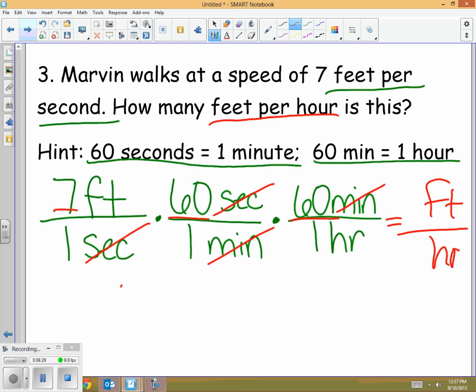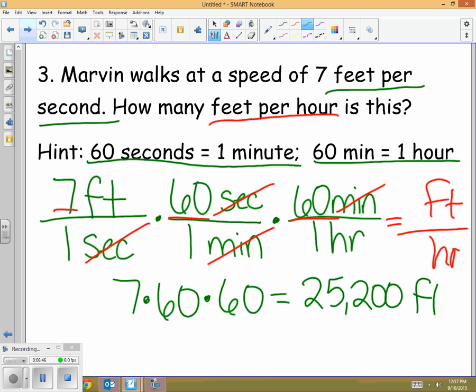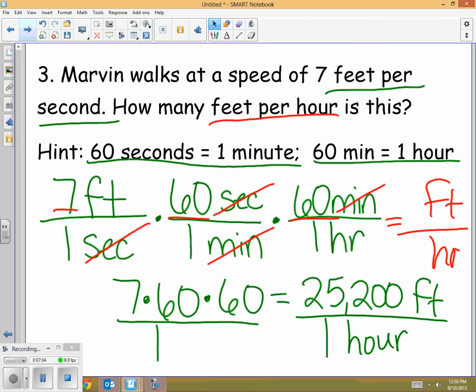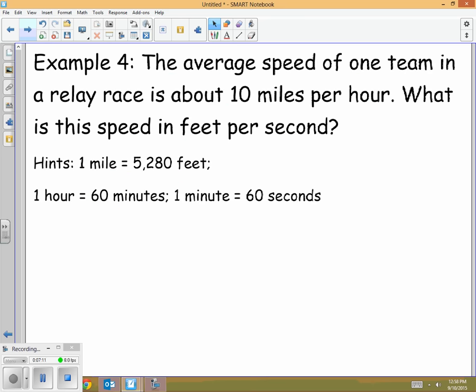Well, if you multiply 7 times 60 times 60 again, you should get a total of 25,200 feet. If you want to use a calculator for this multiplication, that is fine. Just show your work. And now we can multiply. 1 times 1 times 1 is 1. So we have 25,200 feet per 1 hour. That is example 3. Last example is example 4.